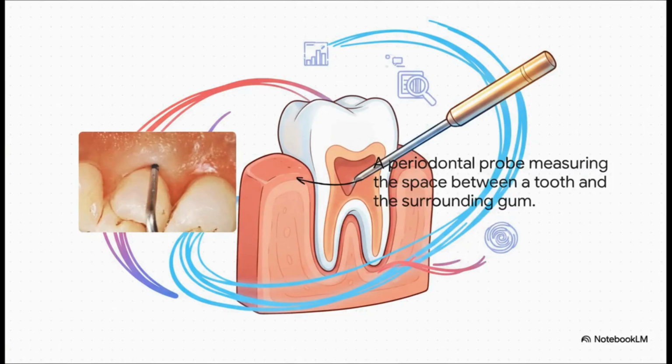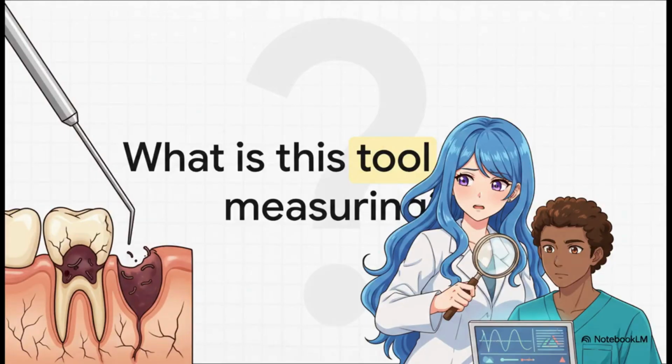Okay, so let's start with what we all know. This is a periodontal probe, and it's measuring the depth of that little V-shaped space between your tooth and your gum. But those numbers are so much more than just a measurement. Think of them as a clinical shorthand for the health of the entire foundation that's holding your tooth in your jaw. So what is this tool really measuring?